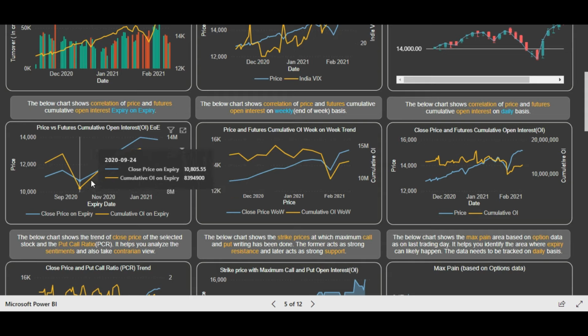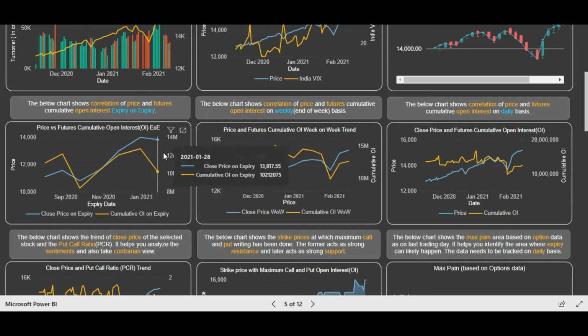You can see how the price is behaving, and how the cumulative open interest is changing expiry on expiry. The close price is increasing expiry on expiry, and cumulative open interest is also increasing. So it means long positions have continuously been added at every expiry, right? In the last expiry we saw that the price slightly fell and the open interest decreased. It means there was long unwinding. In this way you can make a view.